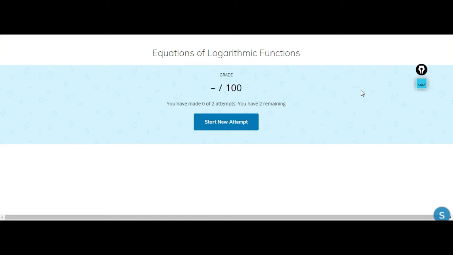Okay, here are the solutions to the equations of log functions, formative assessment. And notice you do have 2 attempts on these formative assessments now. I think that's only reasonable.